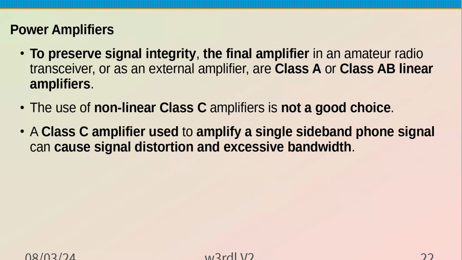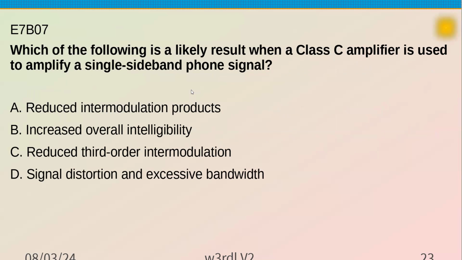FM wouldn't care because you care about the frequency deviation, not the amplitude. Although some receivers have a problem with the FM amplitude barrier, discriminating it. So you're supposed to produce a constant amplitude FM signal. Which of the following is a likely result when a Class C amplifier is used to amplify a single sideband phone signal?